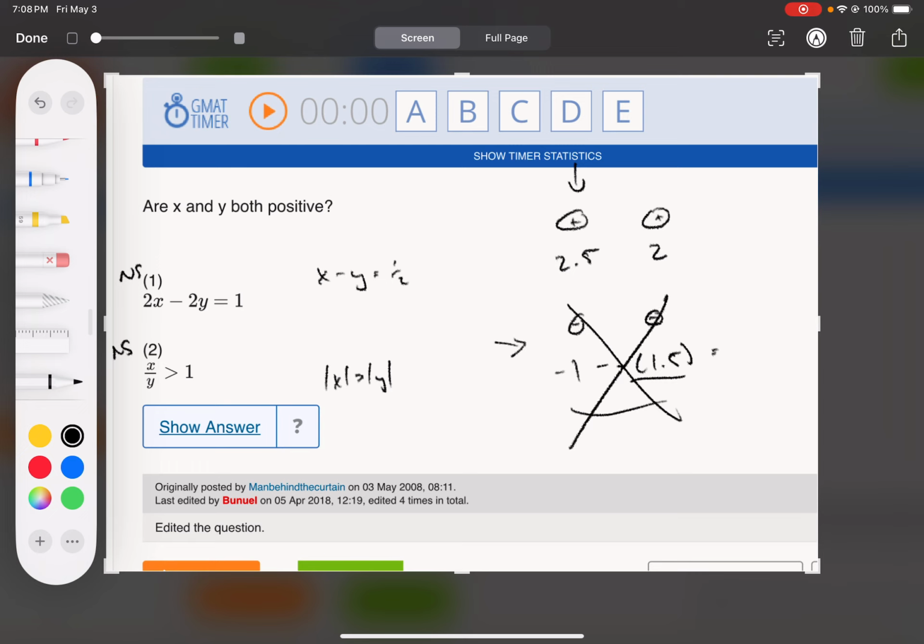It can't be that I have 2 negatives, because in that case, y has to have greater magnitude, and number 2 tells me x has greater magnitude. It can only be case 1. They're both positive. This is C.